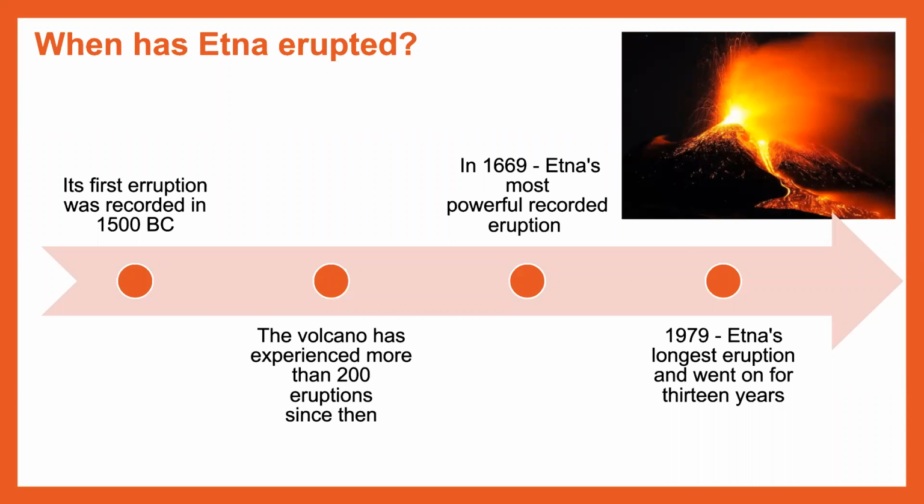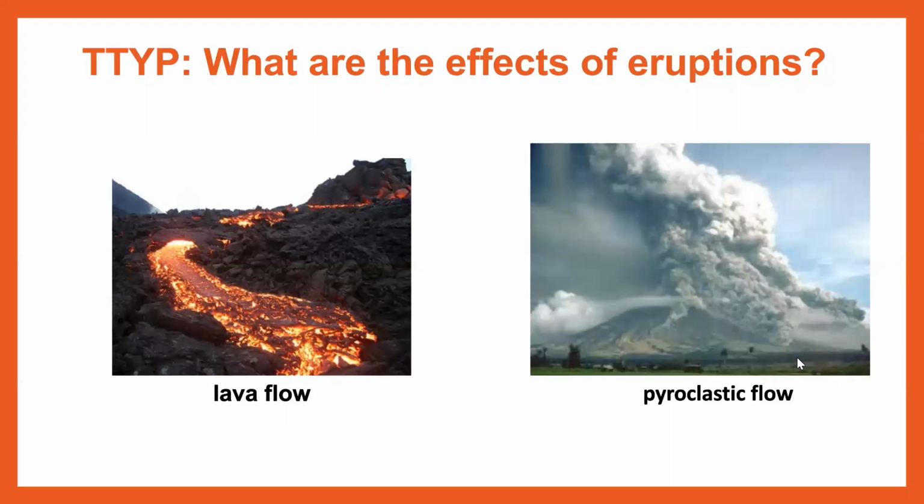Okay, Mount Etna and its eruption. So its first eruption was recorded in 1500 BC. The volcano has experienced more than 200 eruptions since then. In 1669, Etna's most powerful recorded eruption happened. But in 1979, Etna's longest eruption happened and went on for 13 years. So 1979 is not all that long ago. Okay, so we can say it's only 42 years ago Etna's longest eruption was recorded, and that went on for 13 years.